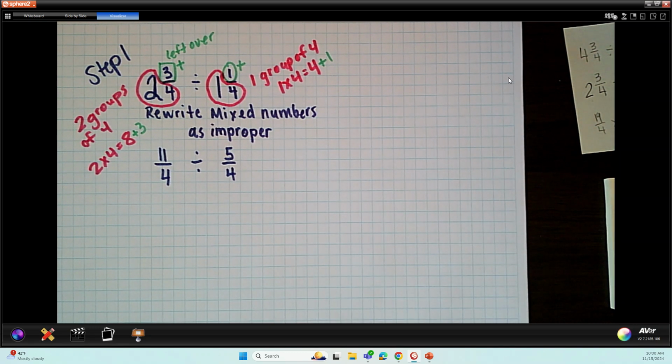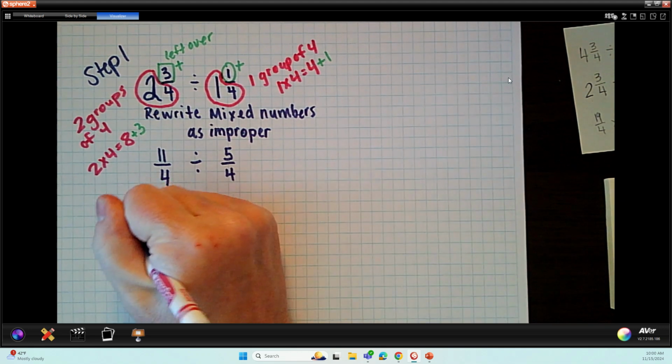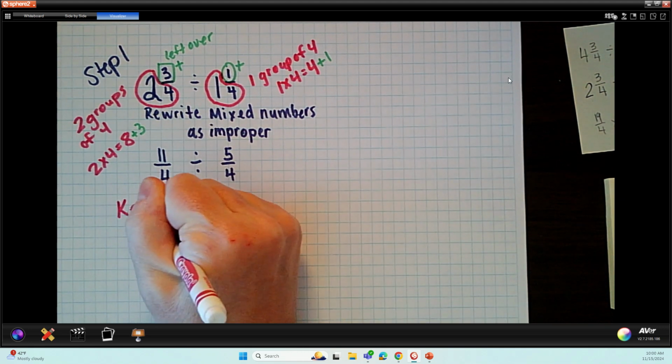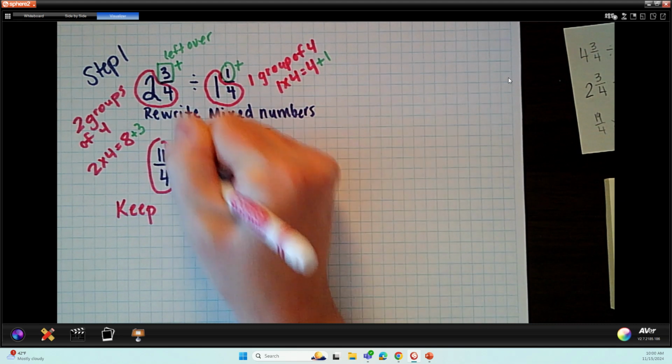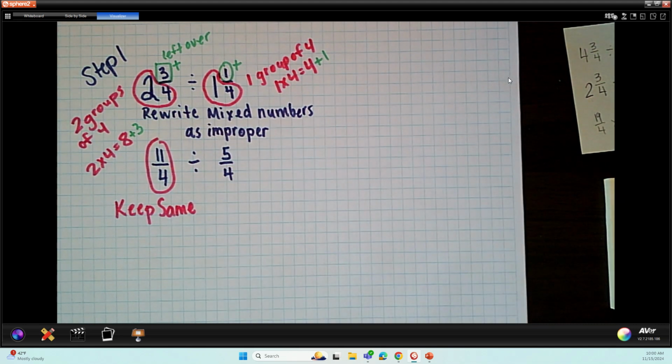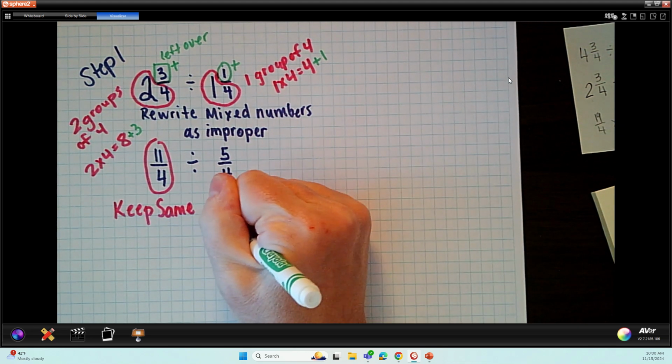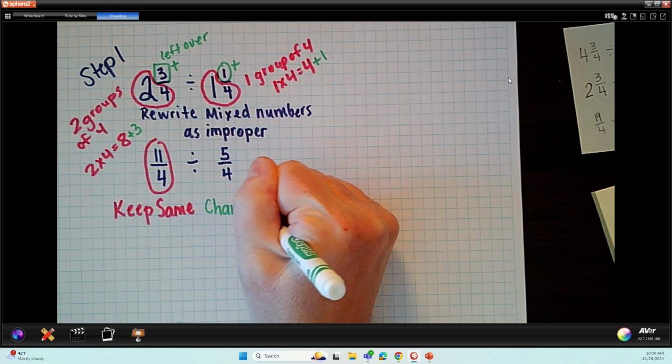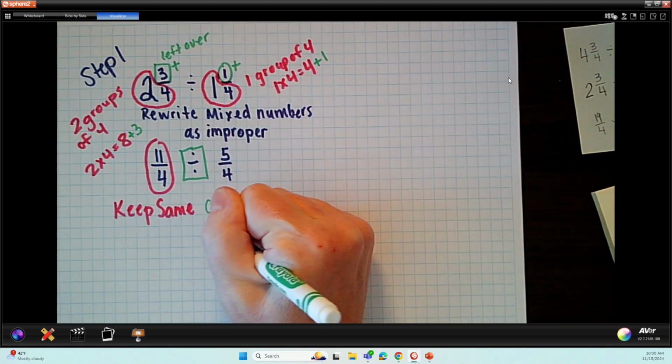We got 3 steps: keep, change, flip. All right, we got to keep the first the same. We're not going to change it. The second thing is the change, and that is the sign. We're going to change this to multiply.